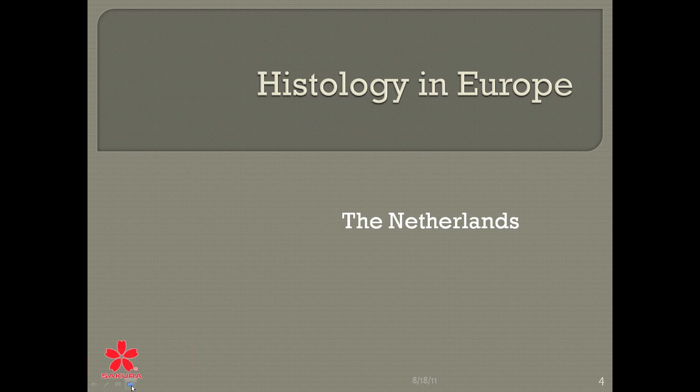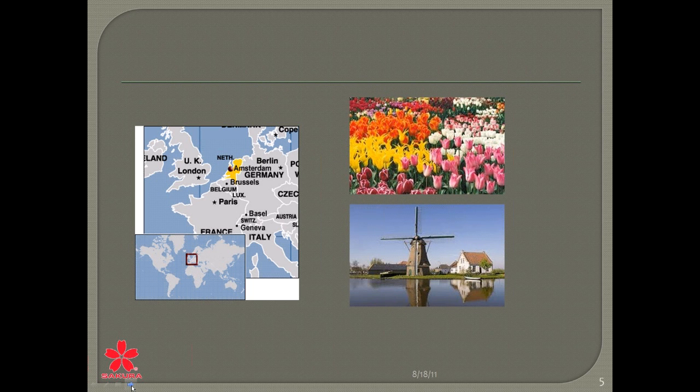So I'm going to talk mostly about histology in Europe, with a special focus on the Netherlands. As you might know, the Netherlands is a small country with its capital, Amsterdam. Some people will be arriving there when they visit Europe; it's the big airport Schiphol. It's just a small country, and we're most famous for our tulips and the windmills. And we are in Western Europe.